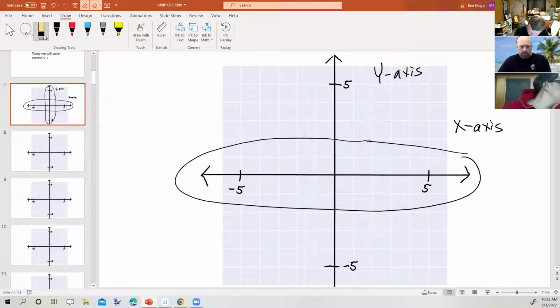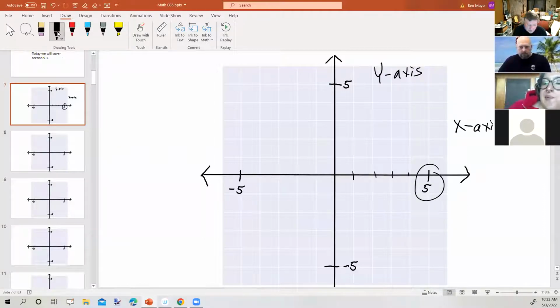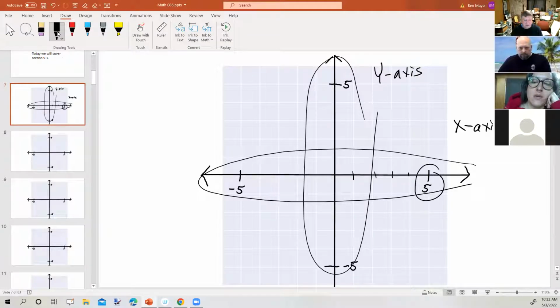Notice, let's back up here a minute, that I have a 5 marked off, and there's 1, 2, 3, 4, 5. So the scale implies that on the x-axis, each square is 1 unit. The same thing is true on the y-axis. Now, it's possible to have different scales where 1 square is 2 units or 5 units or 10 units. You can even have a different scale on the x-axis than you have on the y-axis. It just depends on the data, the information that you're going to plot.